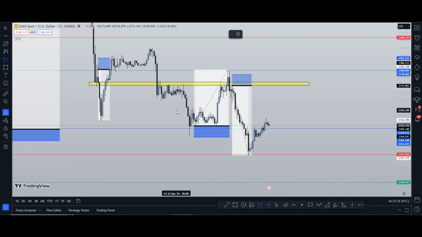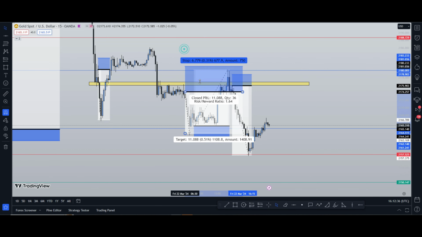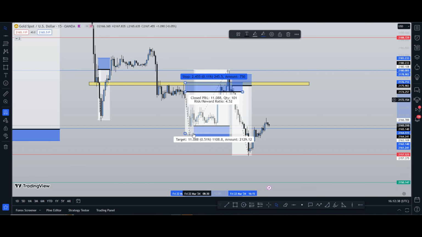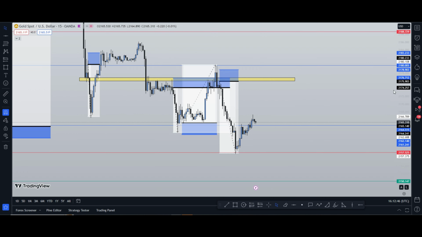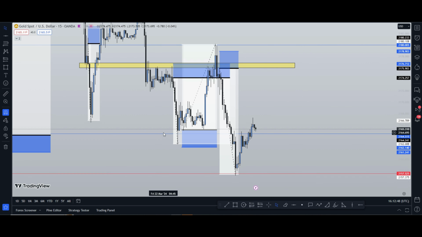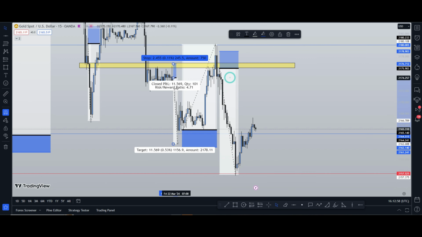if I look at this rejection wick here, I would have taken the trade with a stop loss above the previous wick. This would have given a nice 1 to 4.7, and we could have exited on this next major zone, from zone to zone, or range to range, but exited here. And if I just zoom out, one moment.